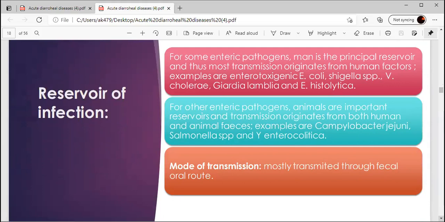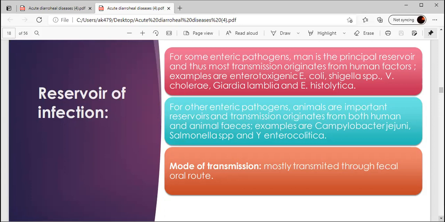Reservoir of infection. For some enteric pathogens, man is the principal reservoir, and thus most transmission originates from human factors. Examples are enterotoxigenic E. coli, Shigella species, Vibrio cholerae, Giardia lamblia, and Entamoeba histolytica.